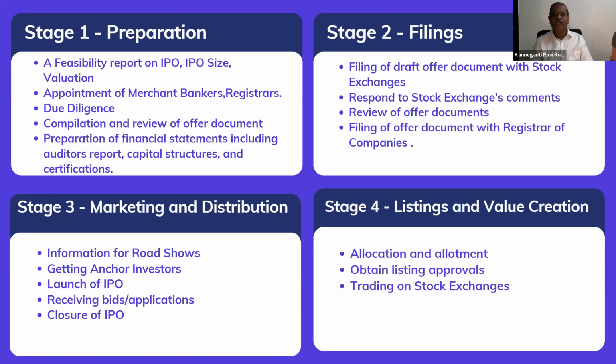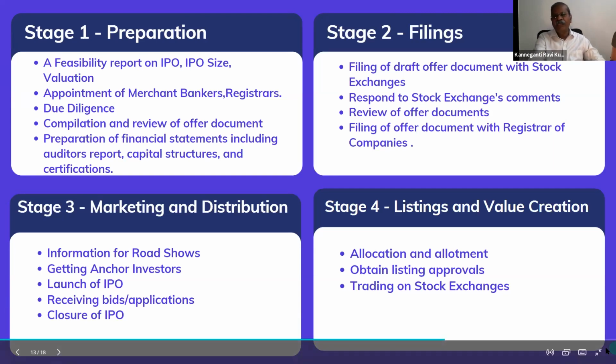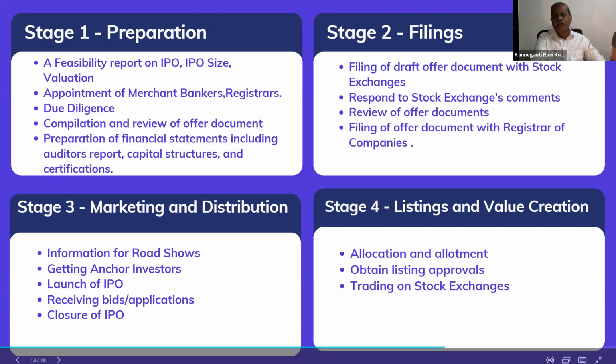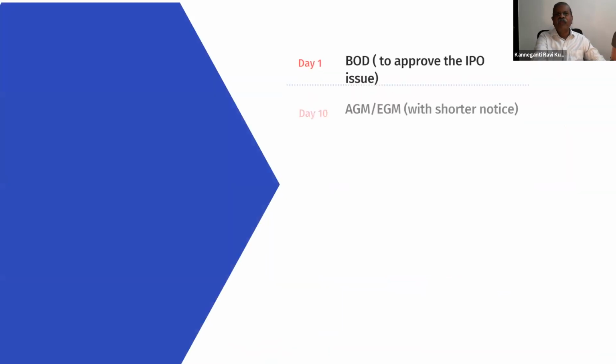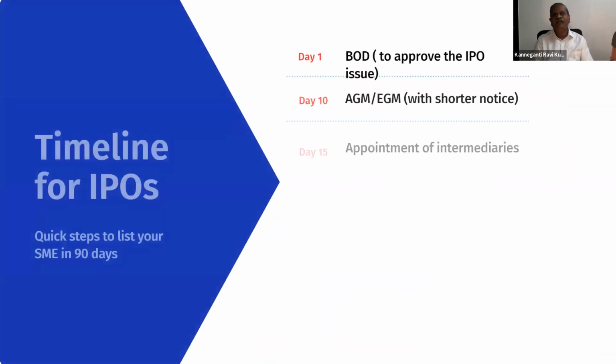After the subscription is over, you have to allot the shares and submit them to the stock exchanges for their approvals. The stock exchange, after seeing each and everything, will give their consent and approval for listing, and subsequently they will give permission for trading on the stock exchange. These are, in brief, the steps involved in taking your company to IPO and getting your shares traded on stock exchanges. So what is the timeline?